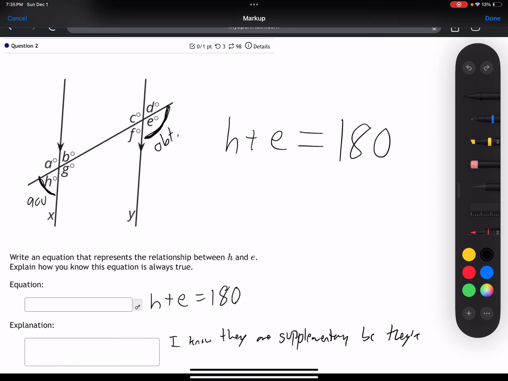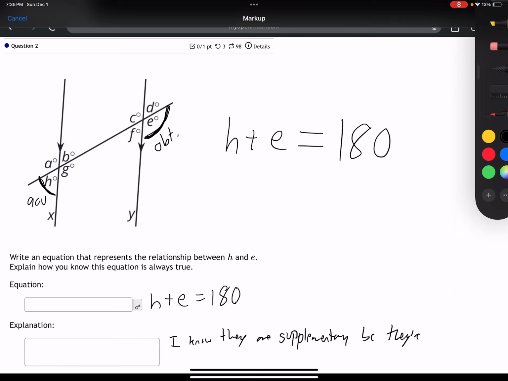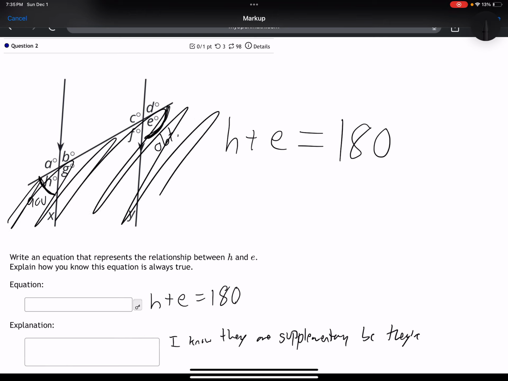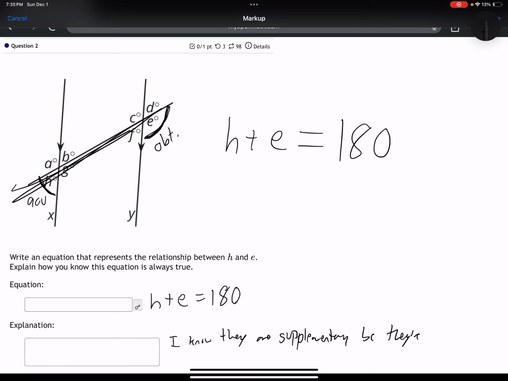And I know they're supplementary because I have to think about what kind of angles they are. They're on the same side of the transversal. See, they're both on the bottom here. They're on the same side of this transversal, and they are outside. So these are same side exterior, SSE, short for same side exterior. They're supplementary because they are same side exterior angles. And that's how you know.